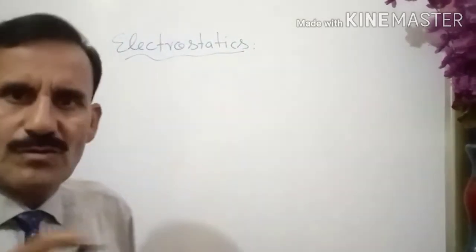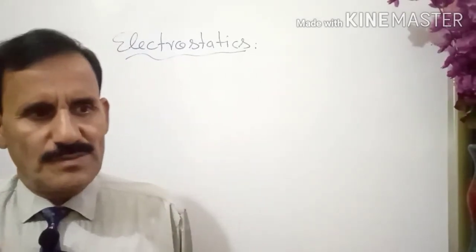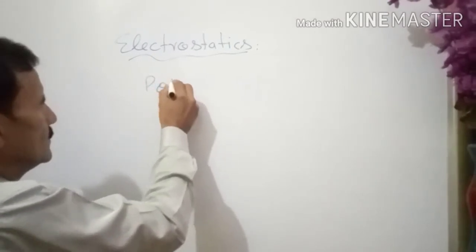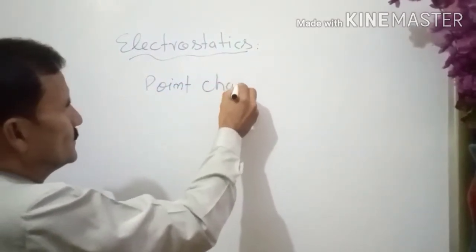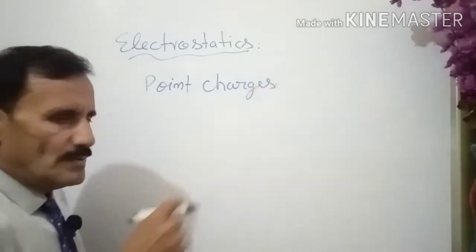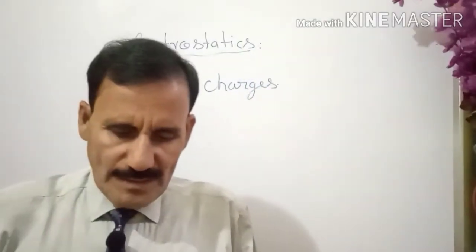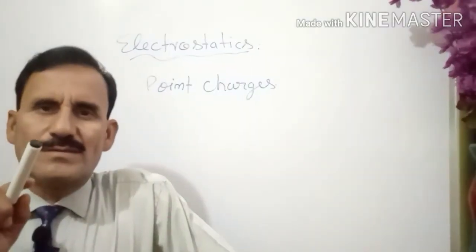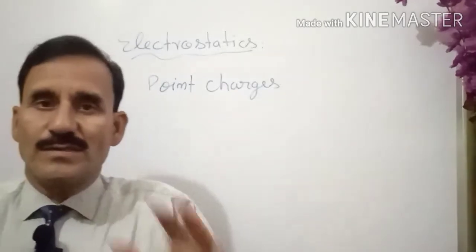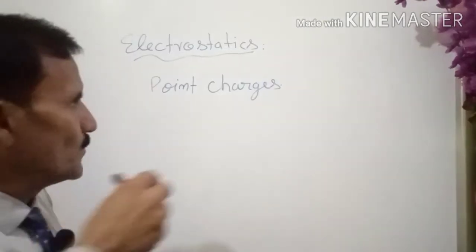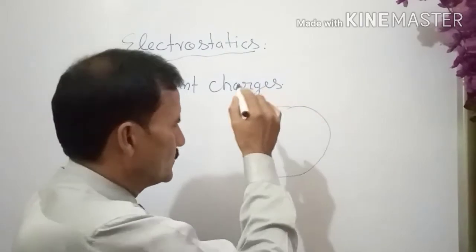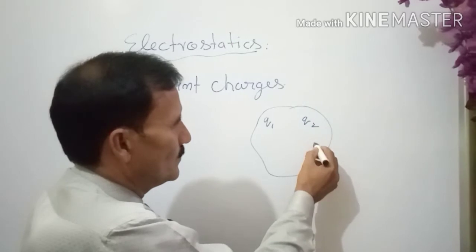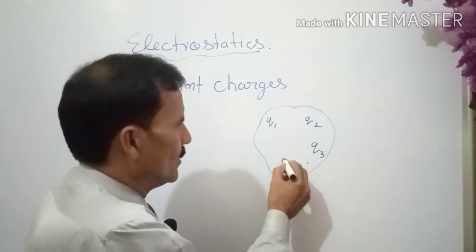Now we are going to have a few concepts. Here we are taking point charges. What are point charges? In practice they are not possible, but hypothetically we are supposing. Suppose there is a charged body, and at different parts it has different kinds of charges, and so on.